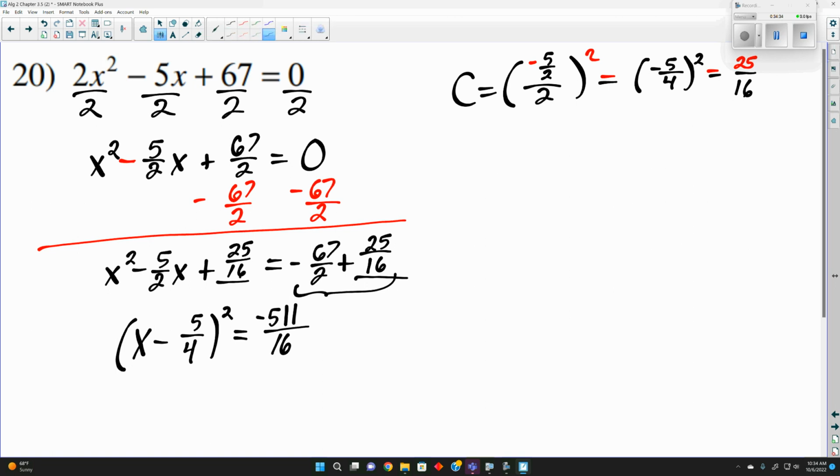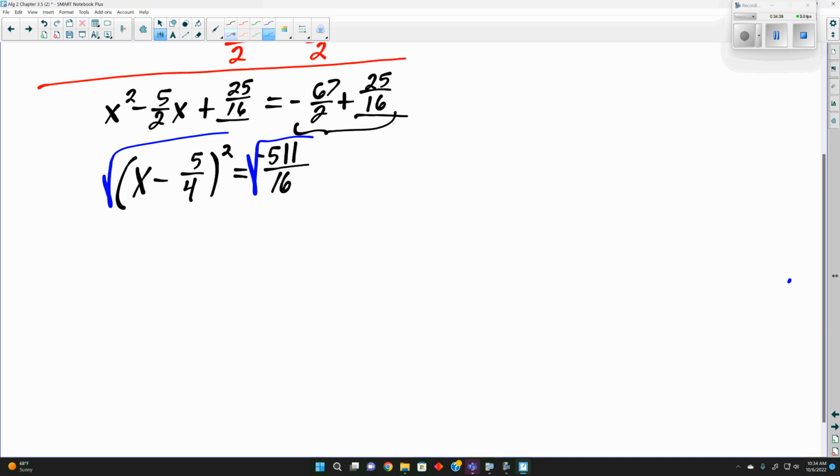Now, next thing we need to do is square root both sides. Here, we're going to have x minus 5/4 equals plus or minus, well, we're going to have i, because the fraction is negative, yes? So i comes out. Now, if I take the square root of 511, if I remember correctly, it's just going to be the square root of 511. It doesn't have any perfect squares in it. Square root of 16 is 4.